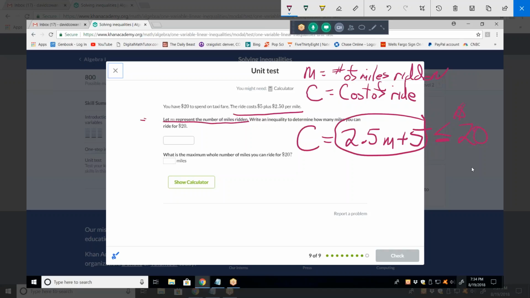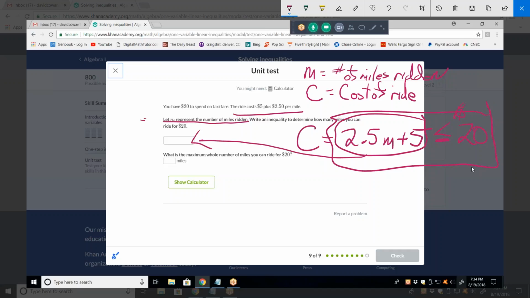So the cost of your ride has to be less than how much you have. So this is going to be the answer for that, just this part of it here. Okay. What is the maximum whole number of miles you can ride? Well, we're going to solve this.